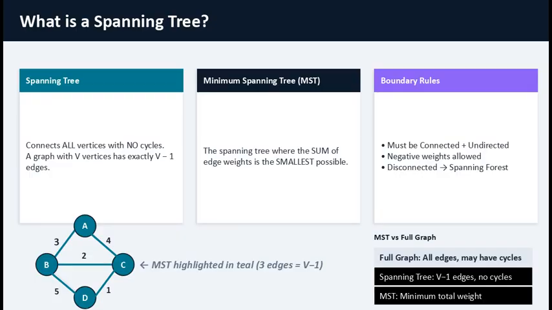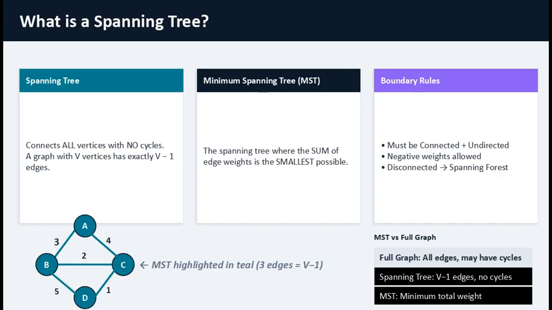Before we talk about minimum spanning trees, let's clarify what a spanning tree actually is. A spanning tree is a subgraph that touches every vertex in the graph but contains no cycles. It's like a skeleton that holds everything together with the minimum number of connections. Critically, for a graph with v vertices, the spanning tree always has exactly v minus 1 edges.